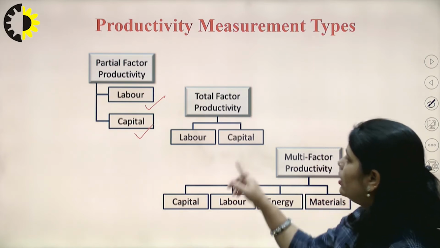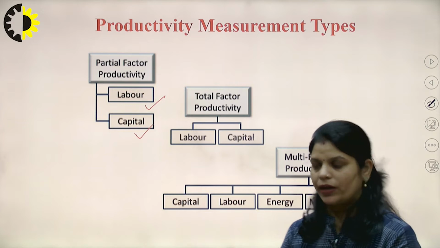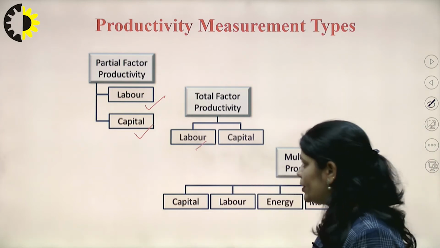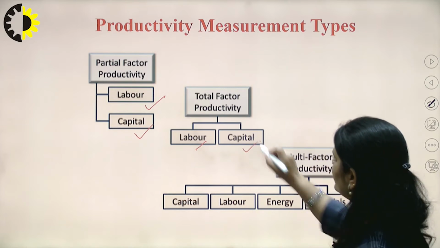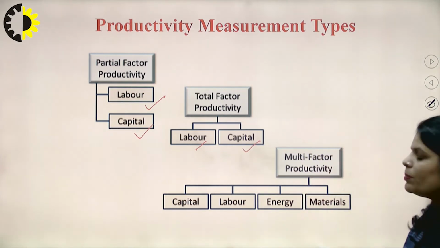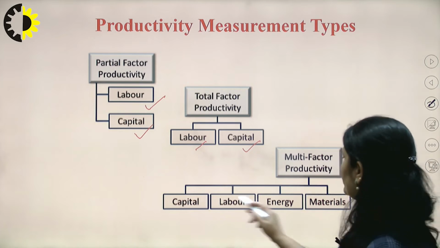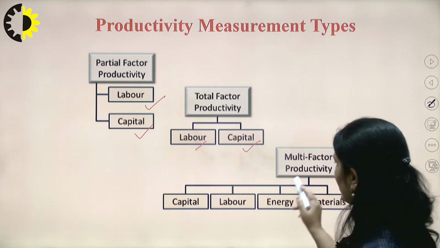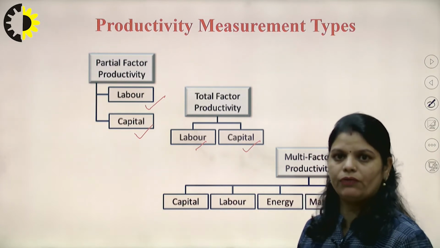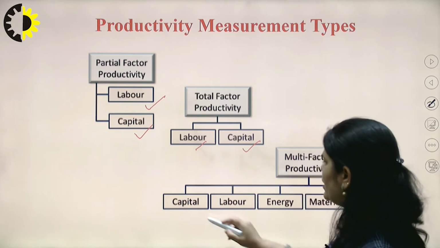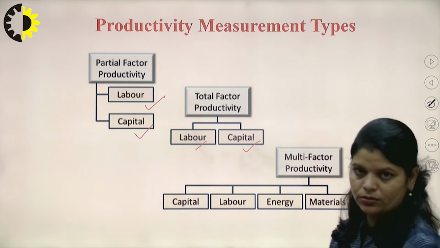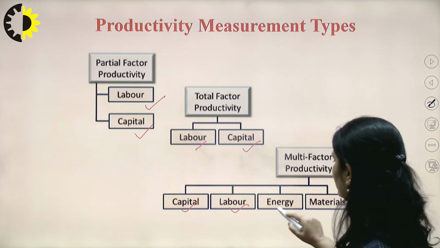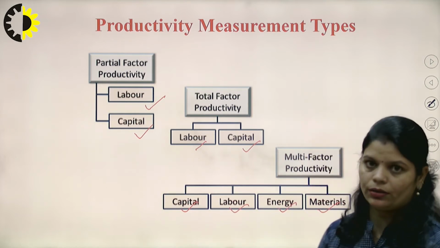productivity factor we are taking 2 input factors. For example, we have taken here labor and capital. But in case of the multi-factor productivity we have taken more than 2 input factors. So we are measuring the productivity against 4 input factors here, and these input factors are capital, labor, energy and material.